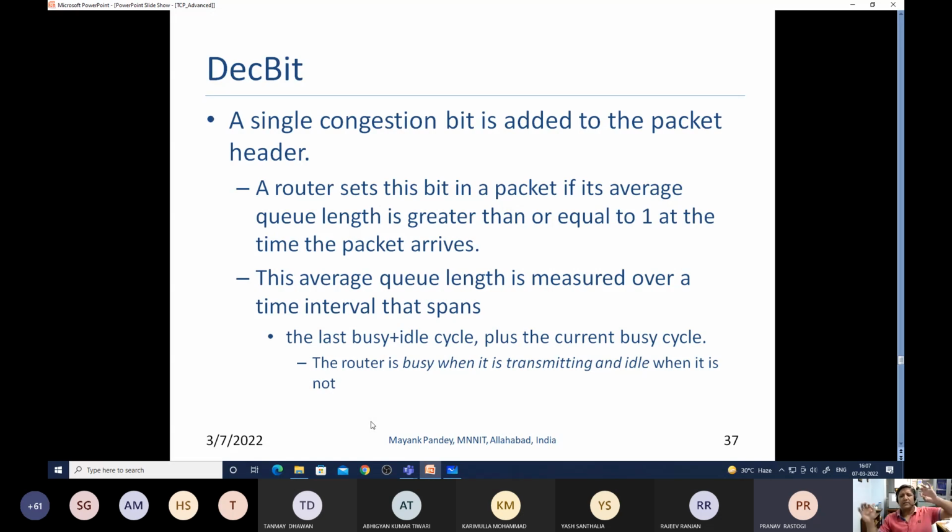This average queue length is measured over a time interval. And this is the last busy plus idle cycle plus the current busy cycle, where the router is busy when it is transmitting and idle when it is not. So over one busy, idle and current busy cycle, what is the average number of packets in the queue? If it is more than one, this bit will be set when the packet flows through that router.